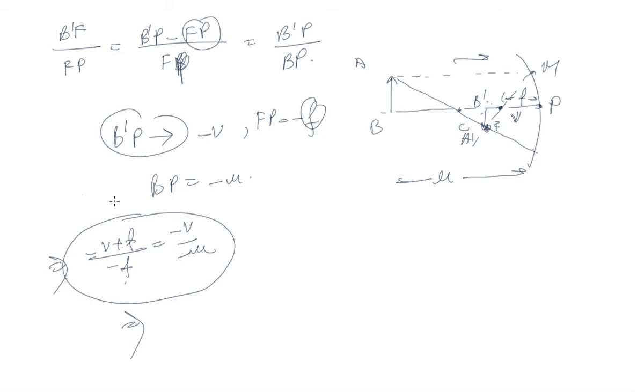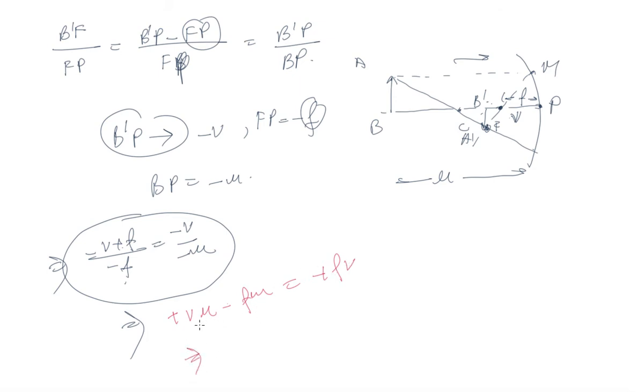Now after solving this, if you multiply this, minus V into minus U, that is plus VU, minus FU is equal to plus FV. So this is what we have arrived at so far.